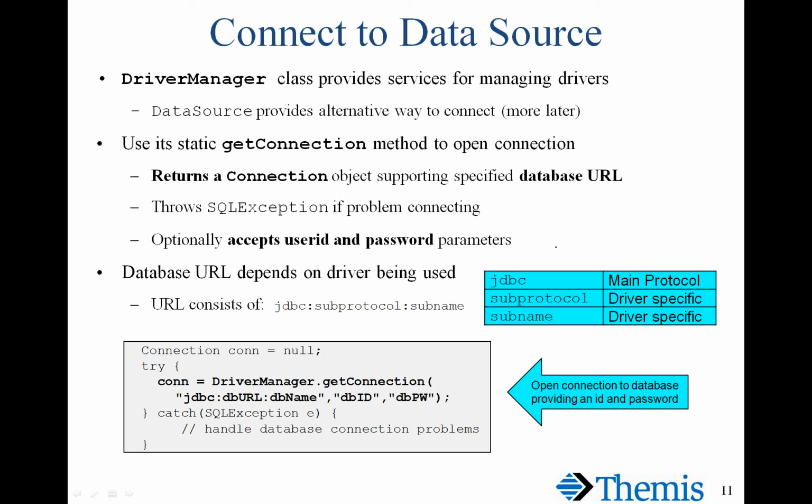The structure of these database URLs is roughly something like this. It always starts with these four letters and a colon, and then the rest of it is dependent on the type of database you're connecting to.